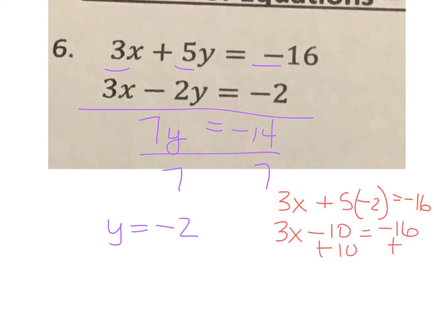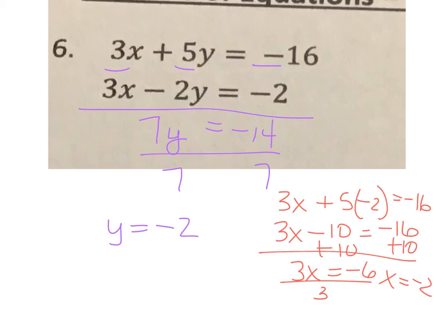Add 10 to both sides. 3x is negative 6. Divide by 3. X is negative 2. When you go to write your answer, you can either write x is negative 2, y is negative 2, or you write them as an ordered pair. If you write them as an ordered pair, you have to write them in correct order. Now this one wouldn't matter because they're both the same, but you have to write x then y. If you mix them up, then you'll miss them.